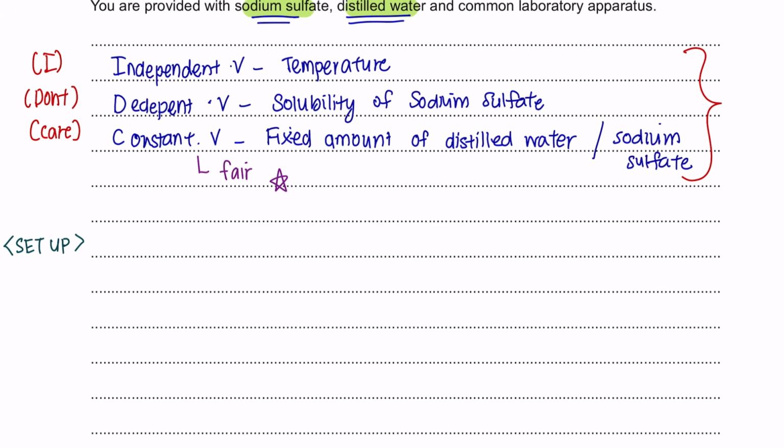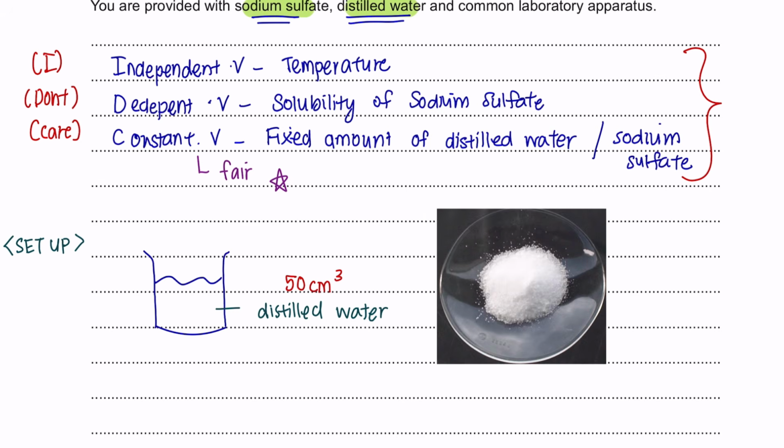Firstly, let's design the setup of this experiment. So we're going to fill up a beaker with a stated volume of distilled water. So I'm going to use 50 here. We're looking to investigate the solubility of sodium sulfate. This is what sodium sulfate looks like. Again, we're going to add a stated amount of sodium sulfate into the distilled water. So I'm going to use 10 grams of sodium sulfate.